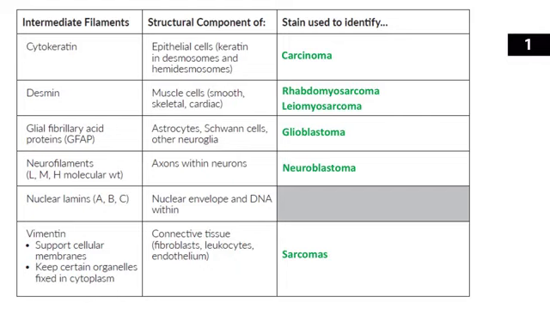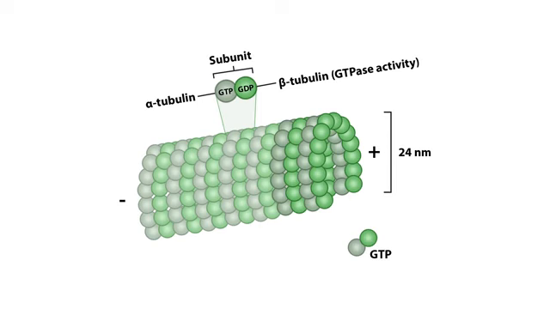The largest type of cytoskeletal filament are the microtubules. Microtubules are tubes made up of proteins called tubulin. And there are two types of tubulin, alpha tubulin and beta tubulin. First they come together to form a dimer, and then the dimers join together lengthwise to form something called a protofilament. And then those protofilaments come together side by side to form a cylindrical microtubule with a hollow core.